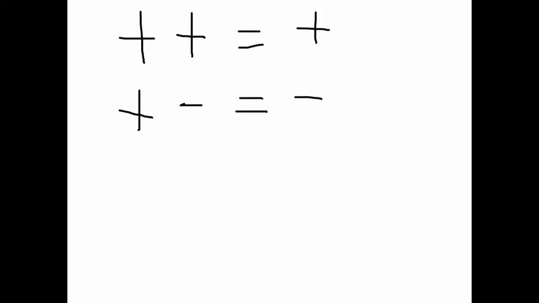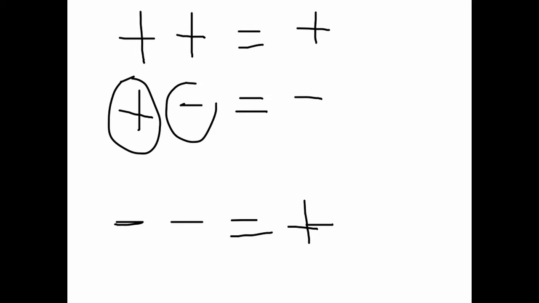If your signs are the same, your answer is always going to be positive. So if I have a positive and a positive, that's going to give me a positive. If I have a negative and a negative, that's also going to give me a positive. The only difference is if my signs are different. If I have a positive and a negative, I'm going to end up with a negative.